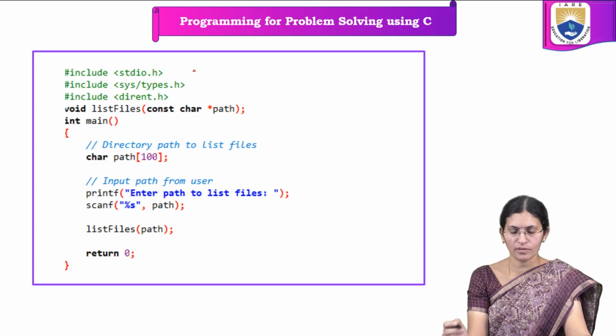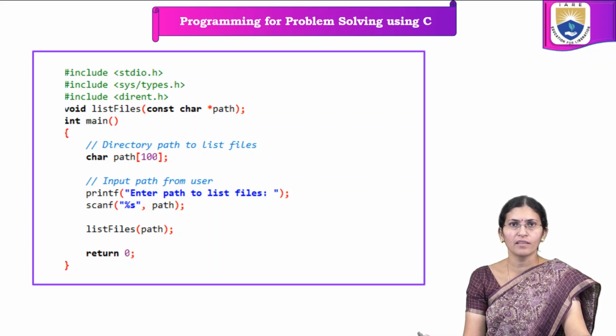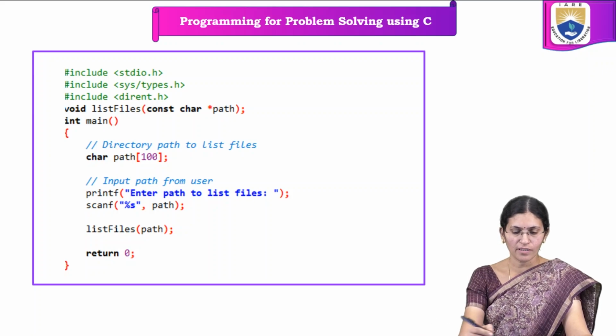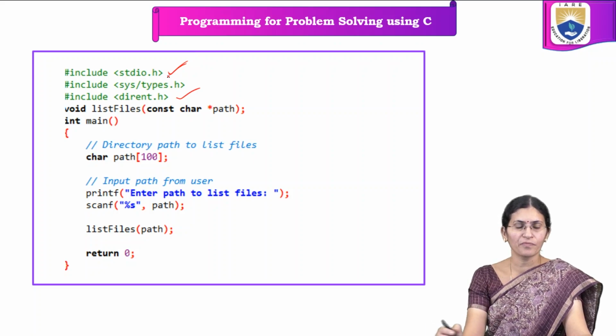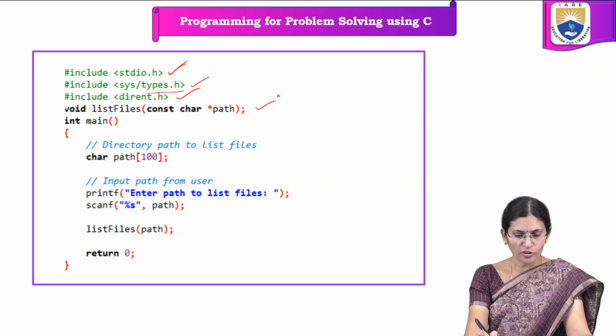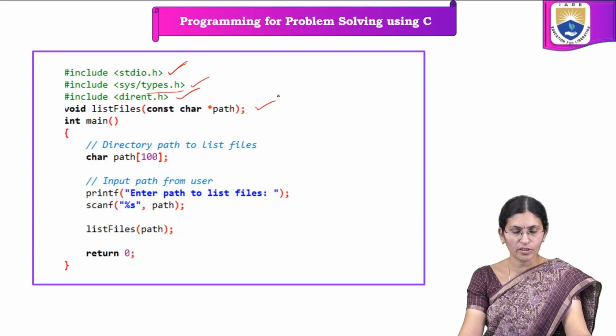In order to list out the files in a directory and subdirectory, we need to use the header file dirent.h. The other one is the standard header file, stdio.h. Then one more we need to include is sys/types.h. Now this is a function prototype of a user defined function. Since we have not written the definition here, we have written the function prototype.